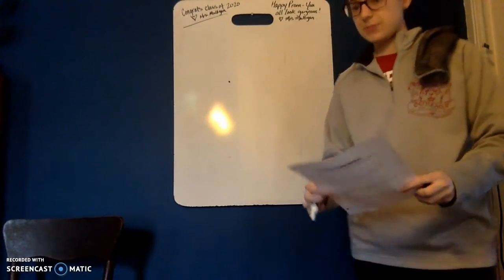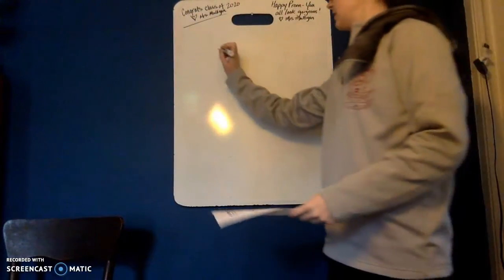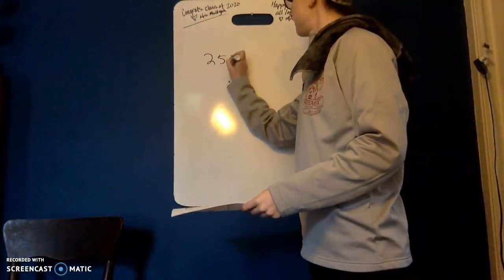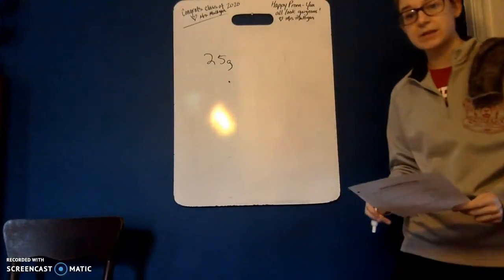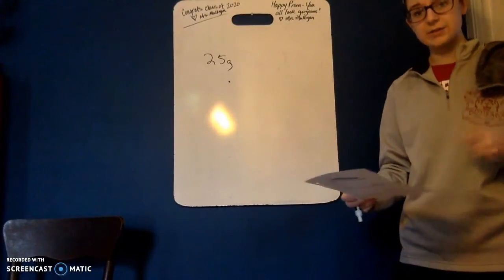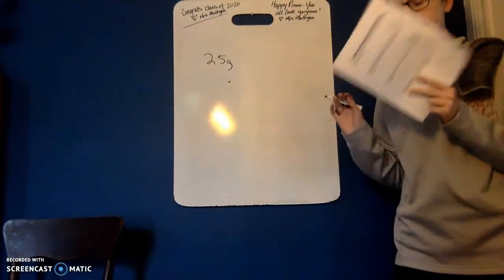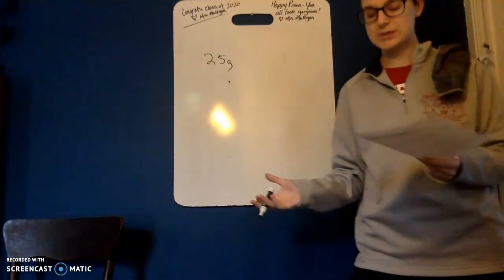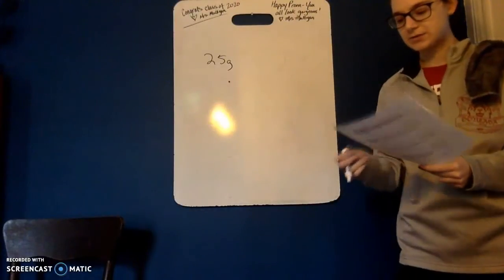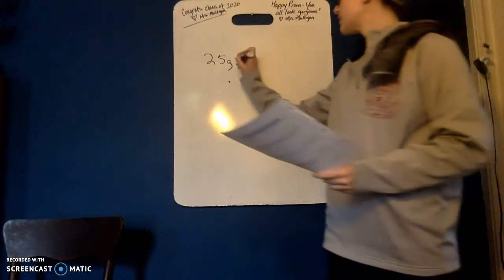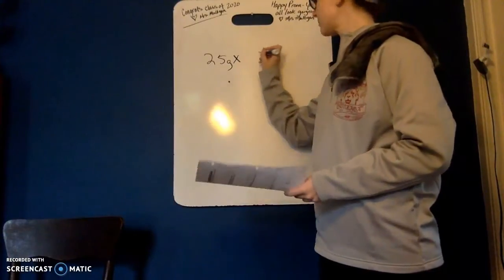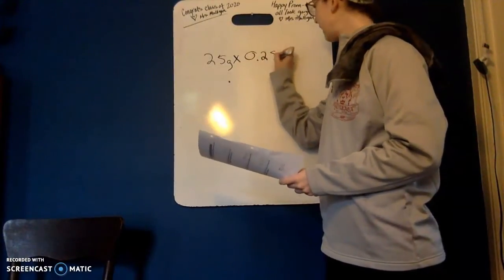So my total sample of that chunk that they gave me is 25 grams. To find how many grams is made up of copper, all I have to do is multiply by the percent composition of copper. So going back to number 1, I already found the percent composition, and for copper it was 28.45. So I am going to multiply this by 0.2845.